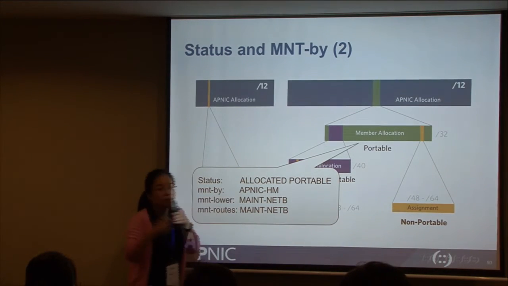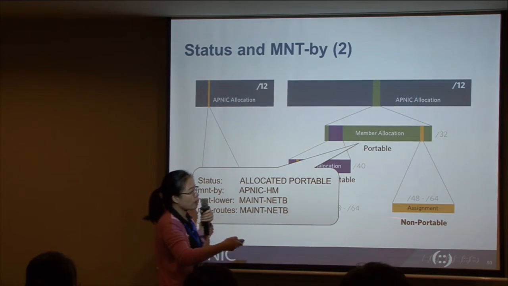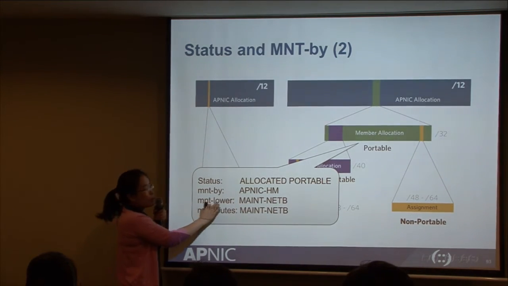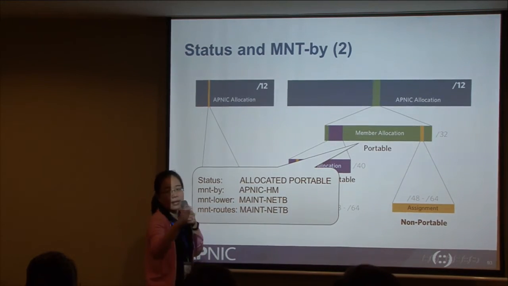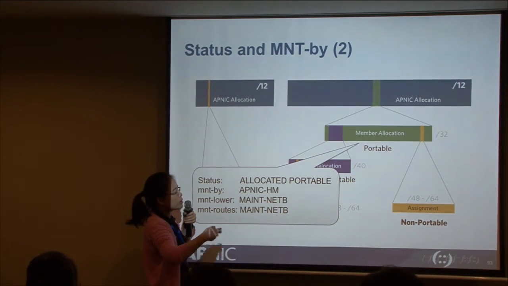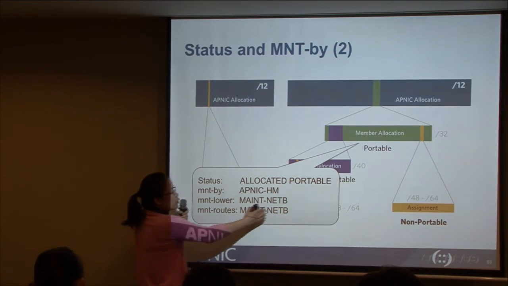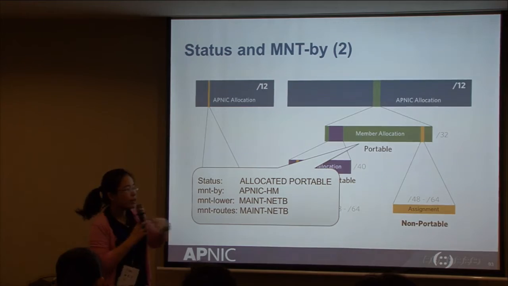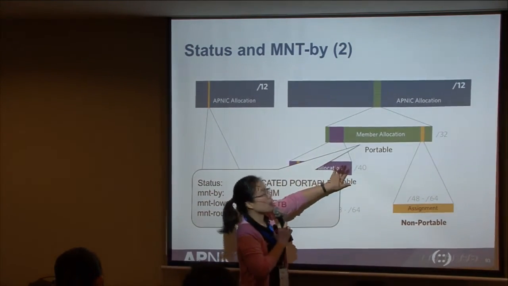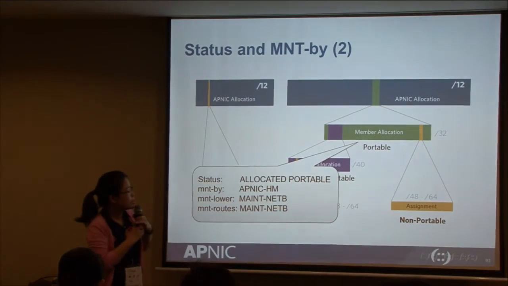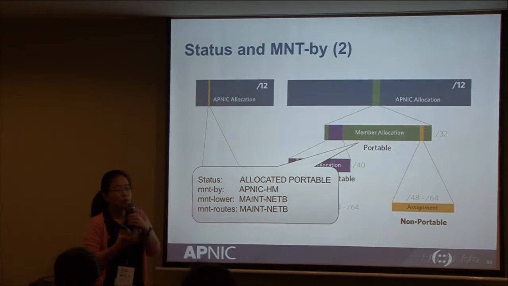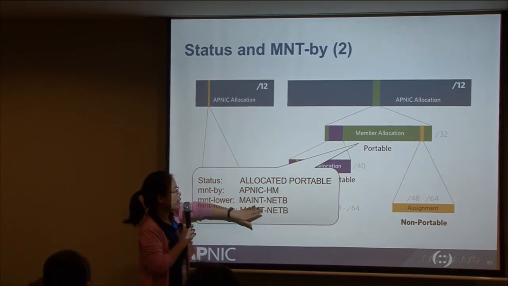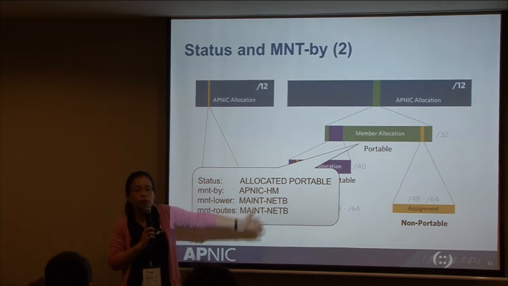for this block. But for the further delegation, this block, who can create? You. You are the maintained lower. So you can change the hierarchical. So here is the hierarchical. For the lower parts, if you are under network B, I have this maintainer element under my account. Then I can create a sub block like this, and also a sub block like this can be created. And the maintainer routes. So under this block of IP address, if I want to create the route object, only when you have this maintainer, then you can create the route objects.